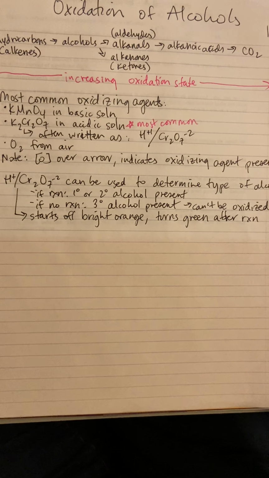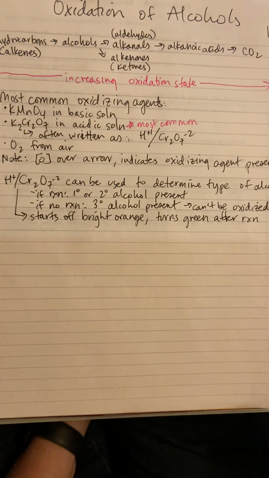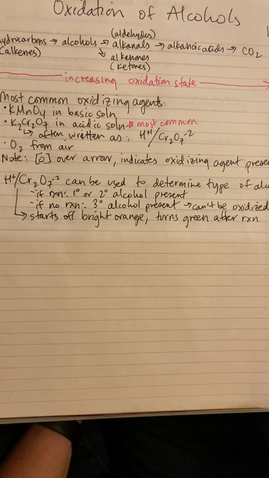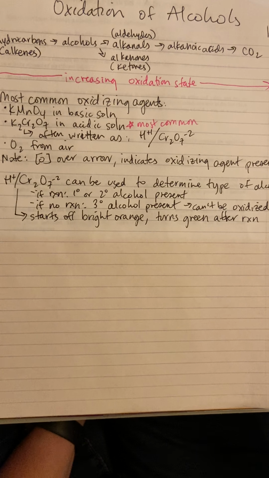So if you had a solution of alcohols and you added acidified potassium dichromate and your solution turned green, you would know that you have primary or secondary alcohols present.